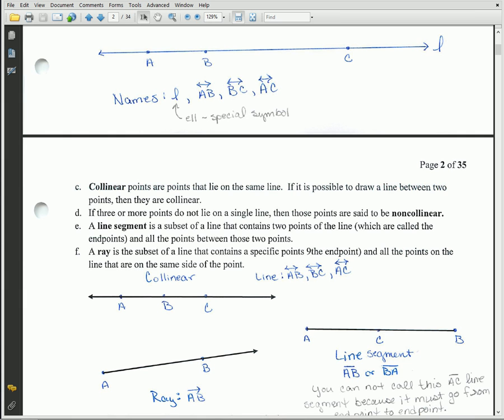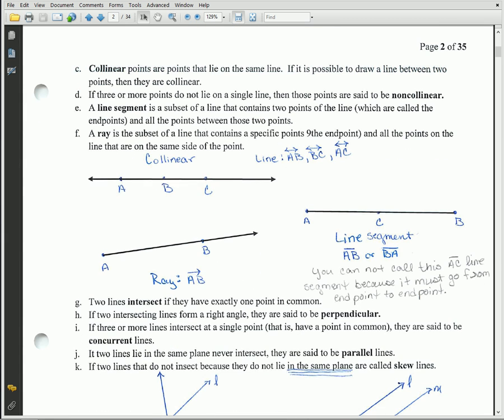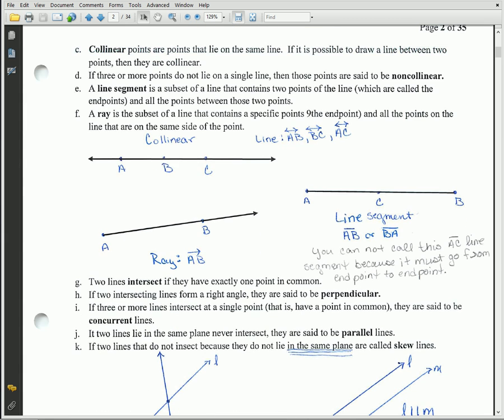We can also call this line the line AB. But notice that we have a line with arrows on both ends. We could call this BC, or we could call this AC. Collinear points are points that lie on the same line. If it is possible to draw a line between any 2 points, then they're collinear.